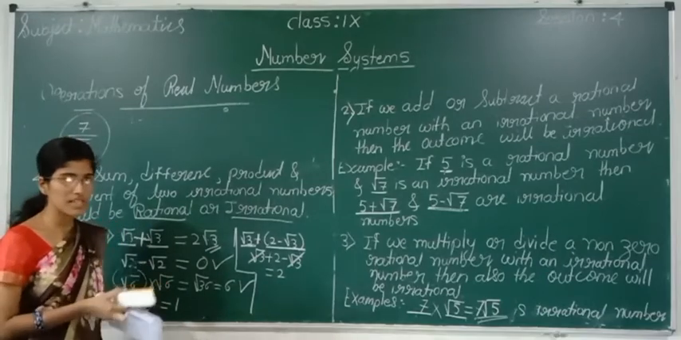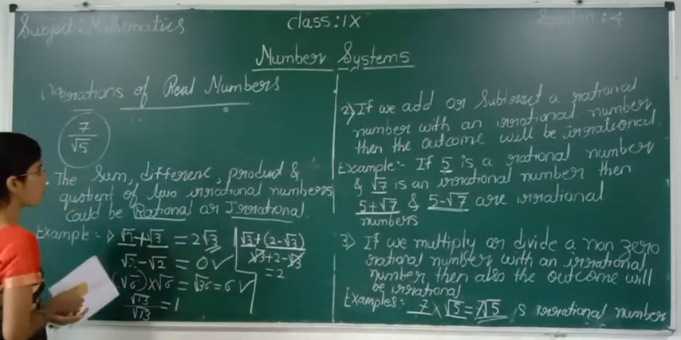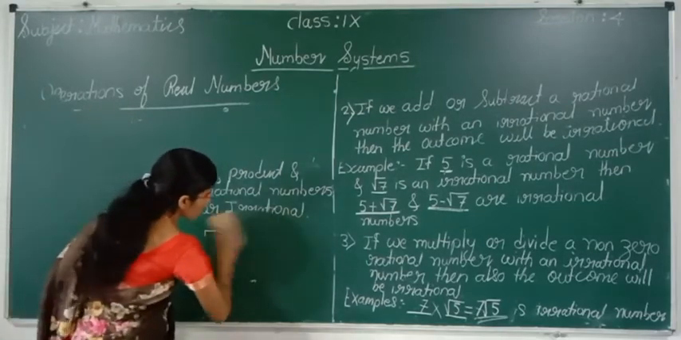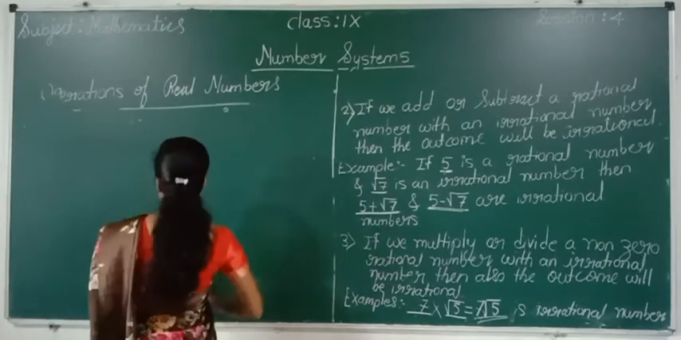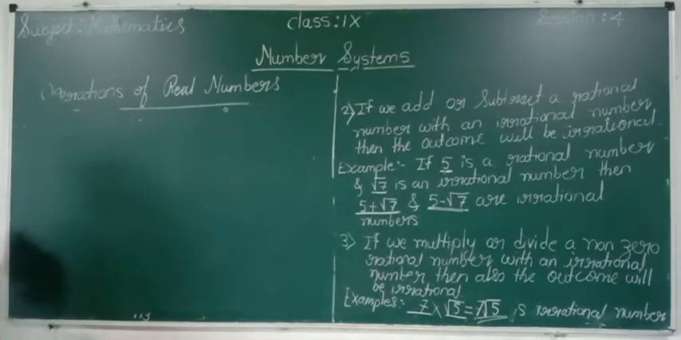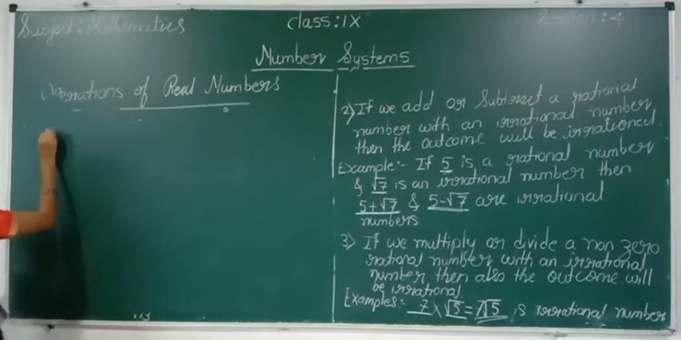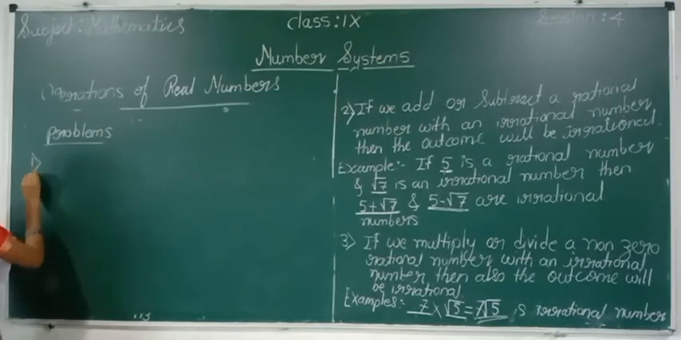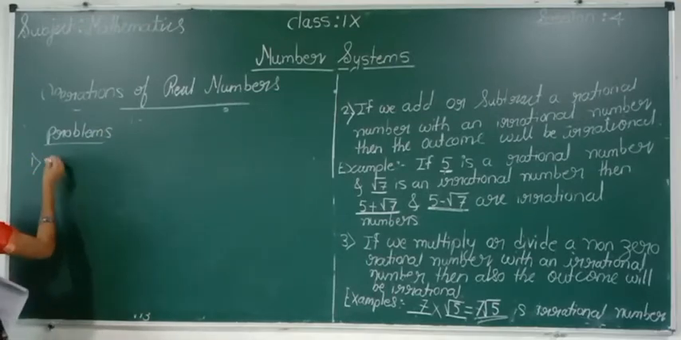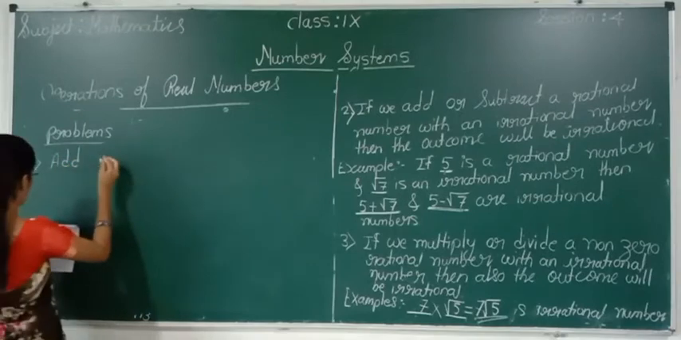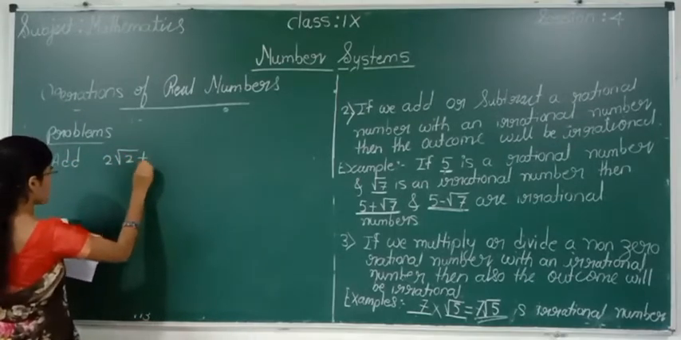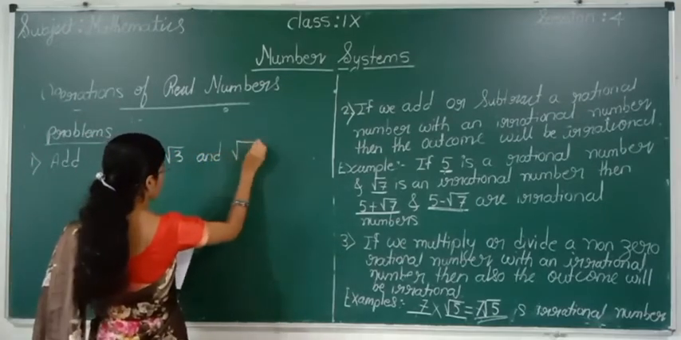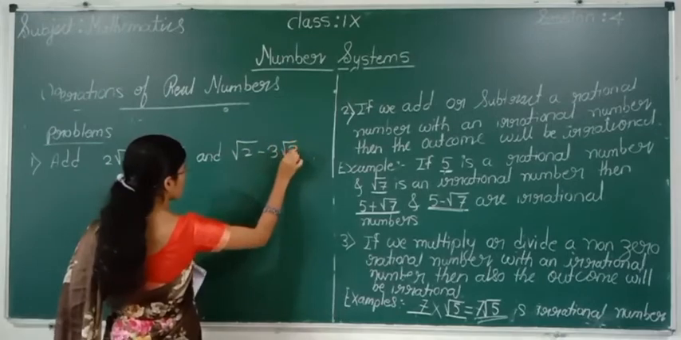We will see a few examples based on this concept. We will work out some of the problems based on these 4 points. See your problems. First one, add 2 root 2 plus 5 root 3 and root 2 minus 3 root 3.